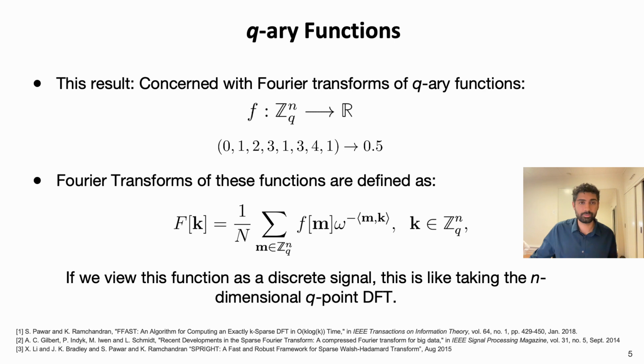So this is our basic setup. We have some function f mapping a sequence of integers mod q of length n to some real number. What we're interested in is the Fourier transform of that function, and this is how we've defined it. It's like an n-dimensional q-point DFT, and we're going to assume that this transform, f hat of k, is in fact sparse. So for many values of k, f hat of k will be 0, while for some, it will be non-zero.